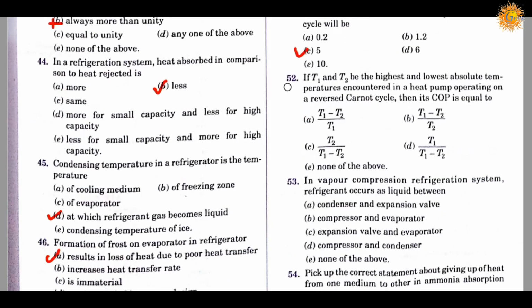Question number 52. If T1 and T2 be the highest and lowest absolute temperatures encountered in a heat pump operating on a reversed Carnot cycle, then its COP is equal to: option A, (T1 minus T2) divided by T1; option B, (T1 minus T2) divided by T2; option C, T2 divided by (T1 minus T2); option D, T1 divided by (T1 minus T2); option E, none of the above. So the correct answer is D, T1 divided by (T1 minus T2).